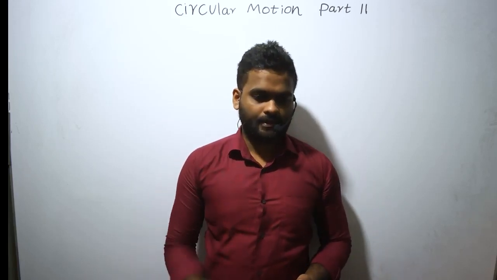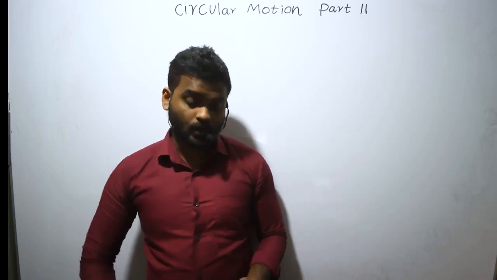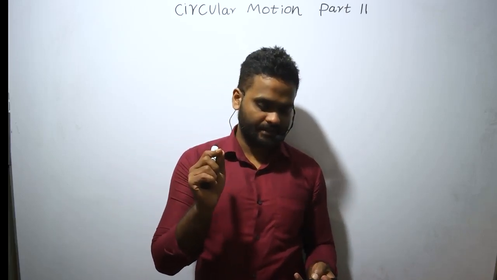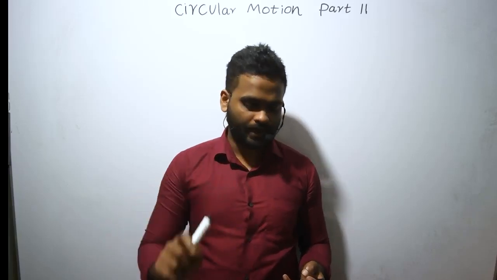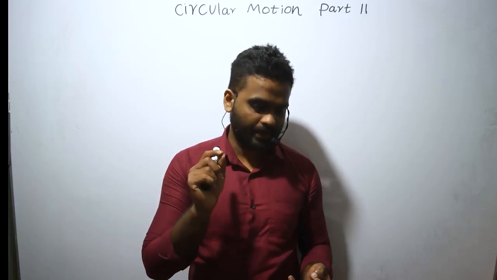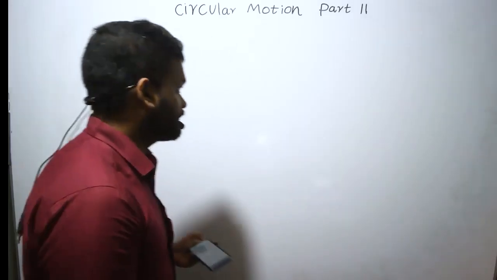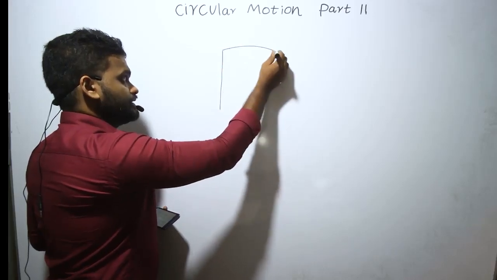Ninth question. A motorbike of mass 200 kilograms moves in a circle inside a cylindrical well with radius 11.25 meters at a speed of 20 meters per second, right? So we have this cylindrical well, like this.